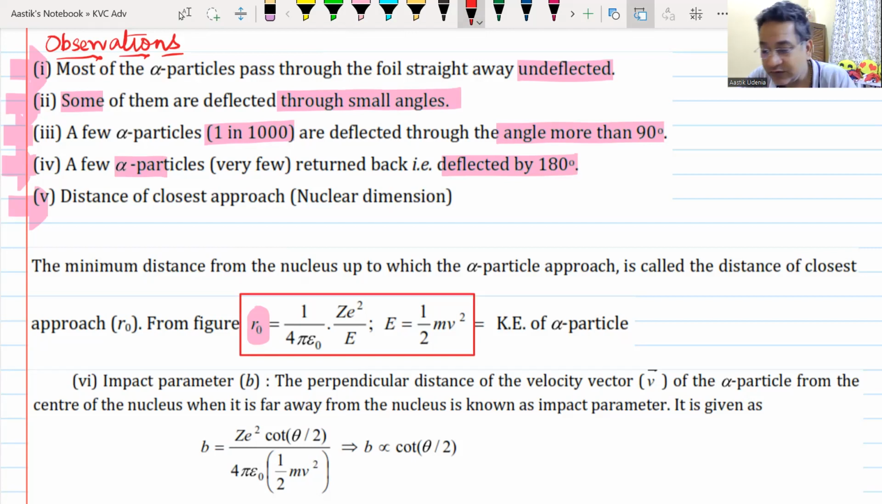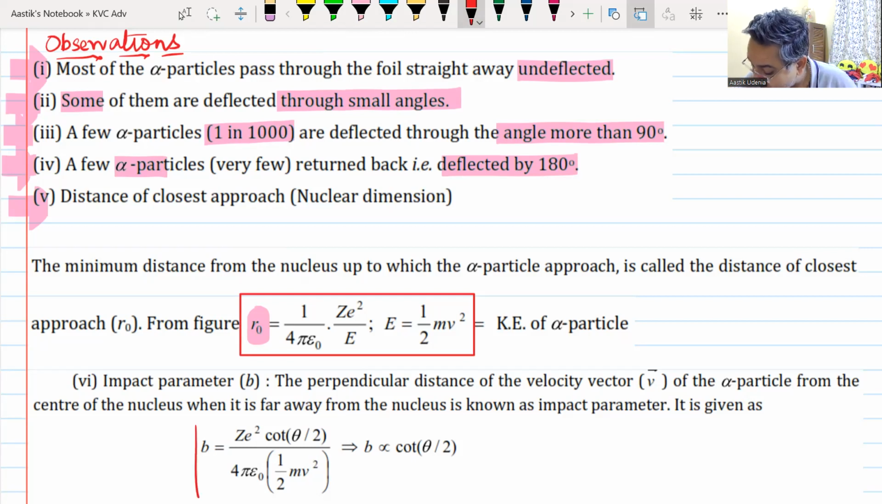This is known as the distance of nearest approach. And this distance of nearest approach is 1 by 4 pi epsilon naught Z square by E, where E is the kinetic energy of the alpha particle, half mv square. Do not forget this in any case.